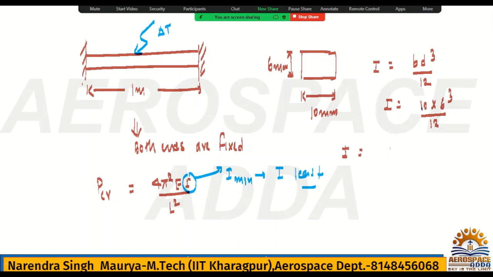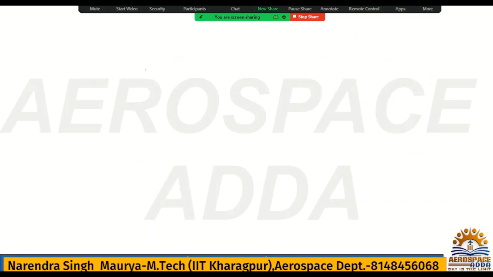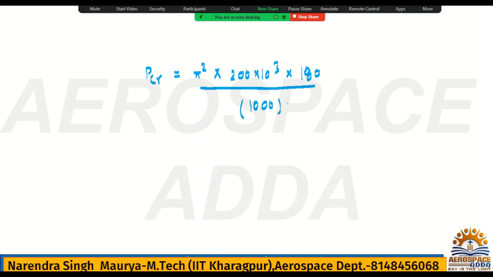So first we'll calculate I. Can you tell me what is the value of I here? It's 180 mm to power 4. This is the value of I. Now E they have given to us, L is 1 meter, you convert into mm, 1000 mm. Now calculate the PCR. PCR is pi square, E is given as 200 gigapascal, so 2 into 10 to the power 3, into I, which you just calculated as 180 mm to power 4, divided by length square. Length is 1 meter, converted into mm, so it will be 1000 square.